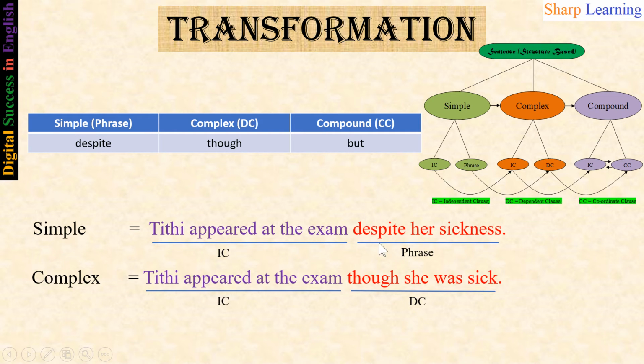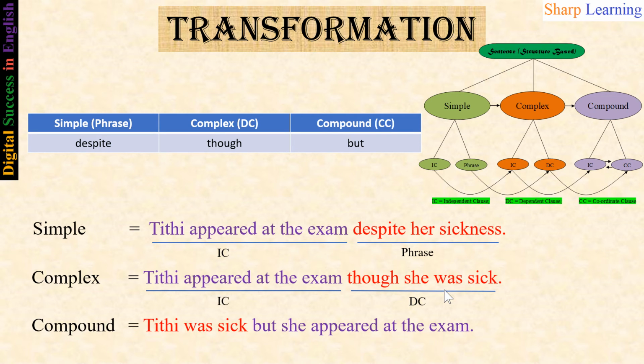So how have we made DC from the phrase here? Instead of despite, we have used though or although. Then from her, we have used here she. Was, we have taken from outside, a verb. Then from sickness, we have taken this part, sick. Sickness was a noun, but here sick has been an adjective. So conjunction plus subject plus verb plus adjective. That means 4 things we have made confirm. That is why it has been a DC.